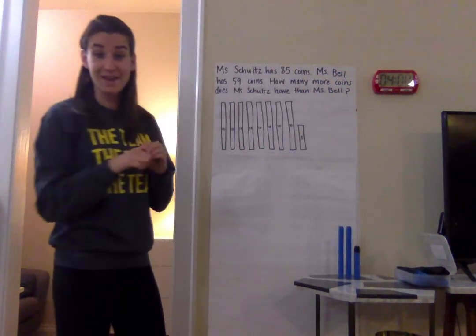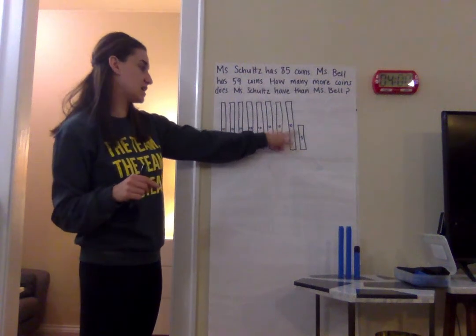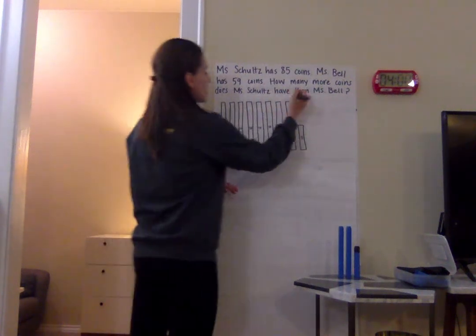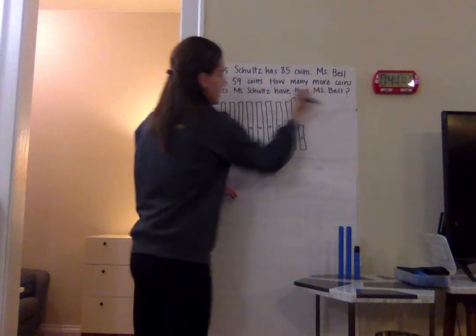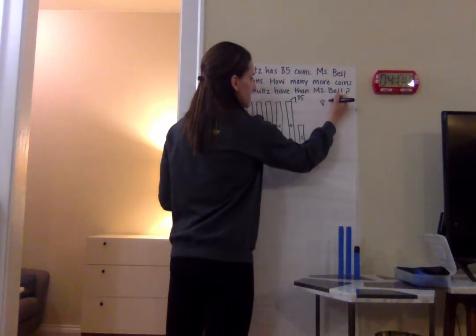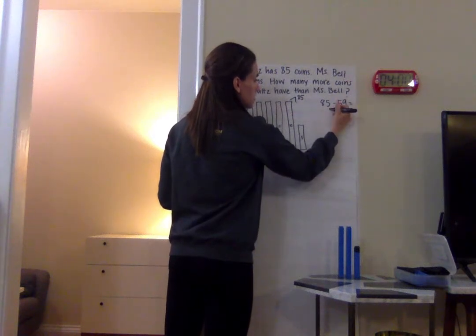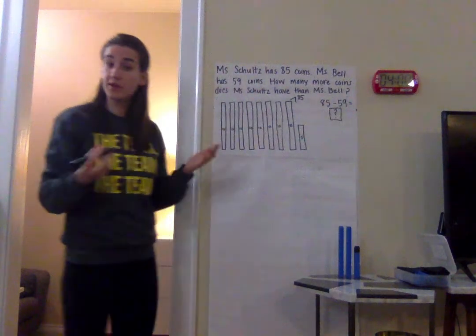We took away our tens first. Here I have 10, 20, 30, 40, 50, 60, 70, 80, 85. That's what I had to start. So I'm going to draw that I had 85. And I'm going to take away 59. Let's write a number sentence too. 85 minus 59 equals question mark. We don't know yet. We're going to figure it out.